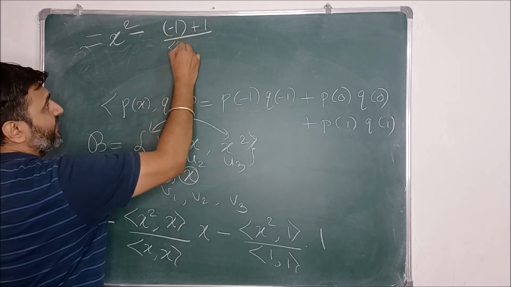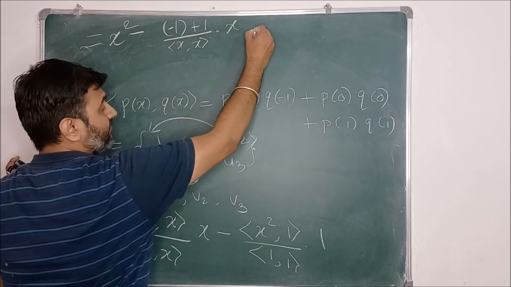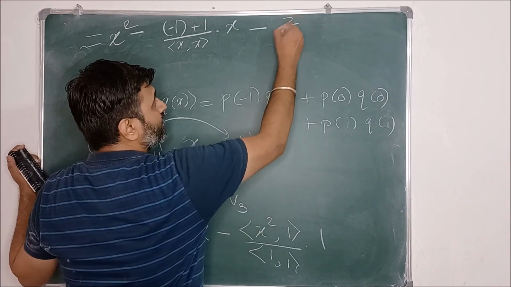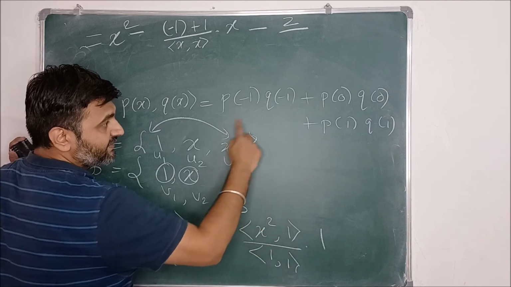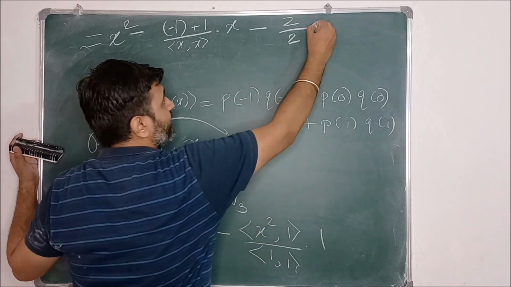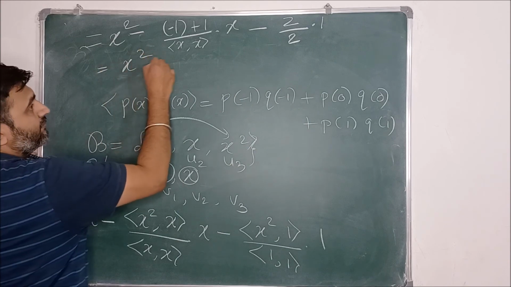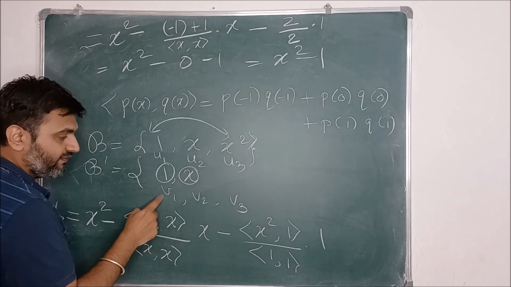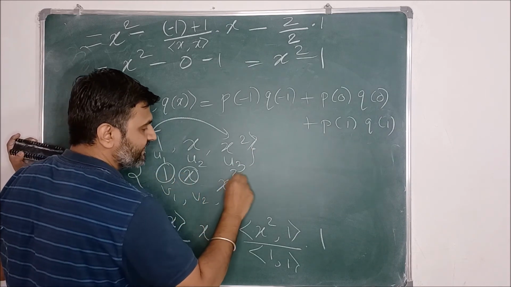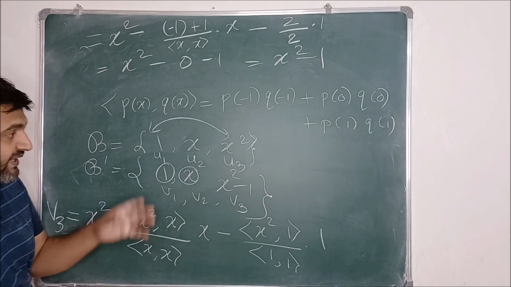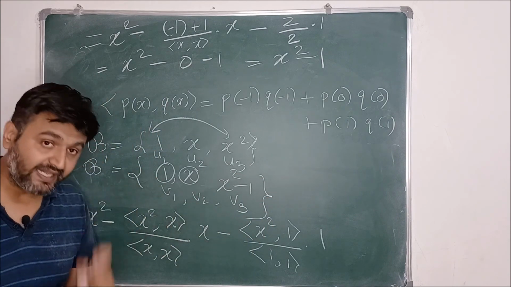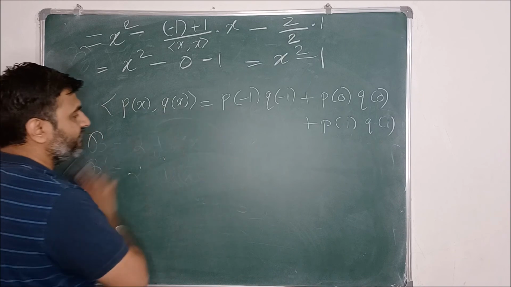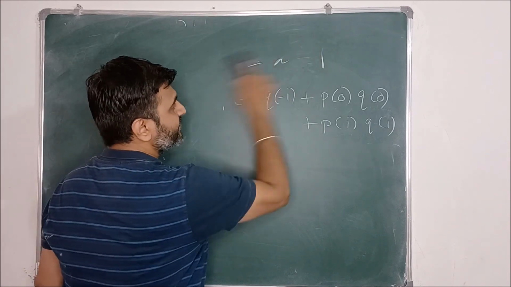Upon the inner product of x comma x, into x, minus. What is the inner product of x square and 1? We just computed it, and it came out to be 2. The inner product of 1 comma 1 is nothing but again 2. You can compute if you want, and here into 1. So this is x square minus 0 minus 1. Therefore your V1 is 1, V2 is x, V3 is x square minus 1. So my B is not an orthogonal set, but my B prime is an orthogonal set. That's how one can find the orthogonal set using the Gram Schmidt process.